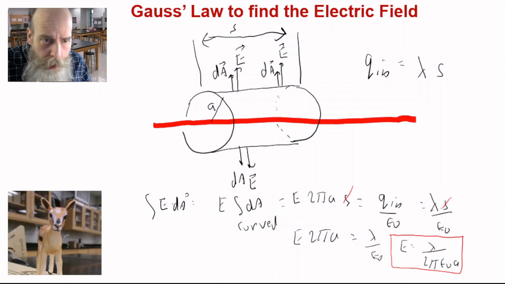So now we've seen how to find the electric field from a line of charge using integration for a continuous charge distribution and by using Gauss's law. And we can use Gauss's law when we have the right symmetry. And for our case, we had to have an infinite line of charge.